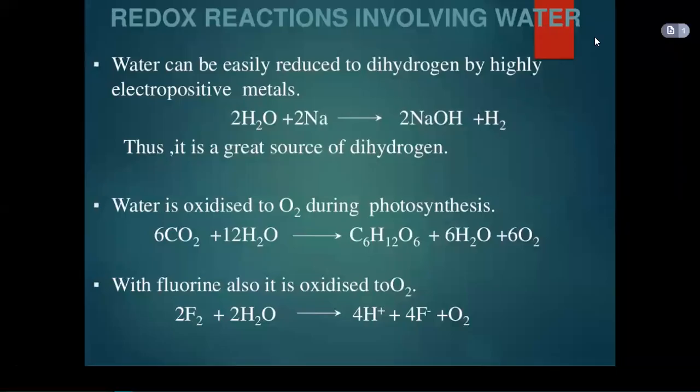Water can be easily reduced to dihydrogen by highly electropositive metal. For example, if you want to separate out hydrogen from the H2O molecule, then what do we have to do? We have to take an electropositive element, a more electropositive element, to reduce hydrogen to H2. So what's going on here?